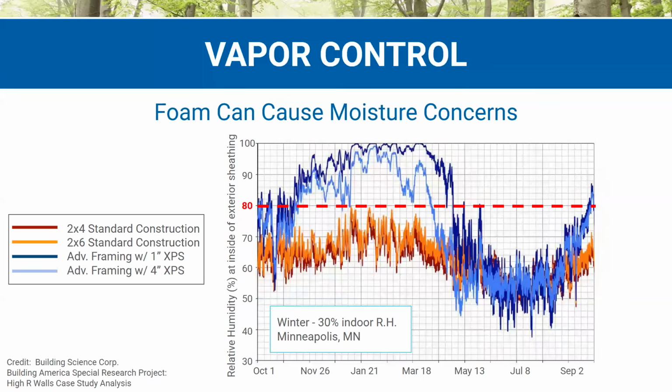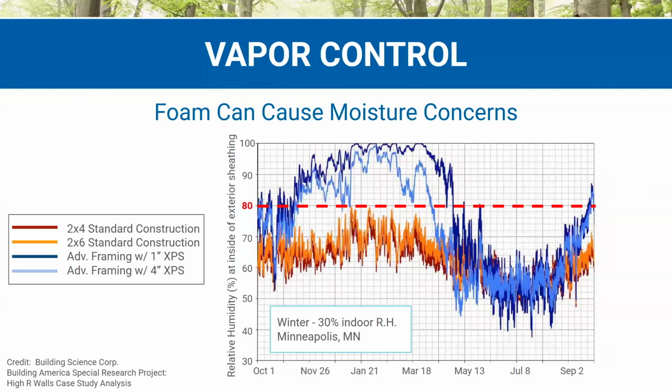So here's 4 different projects in Minneapolis. The bluer lines were covered in 1 or 4 inches of XPS, extruded polystyrene, while the red and orange line did not have exterior insulation. When we're looking at the relative humidity on the interior side of the sheathing, we can see that the bluer lines that were covered in exterior foam are well above 80% RH, i.e. our risk threshold for mold growth. So they are increasing the risk and making things worse by covering their assembly in foam.